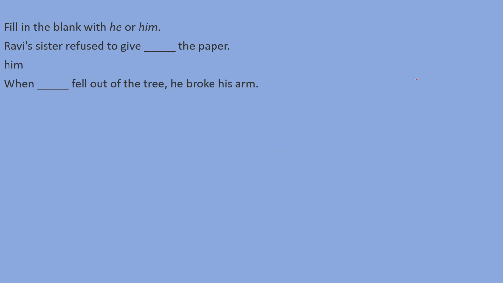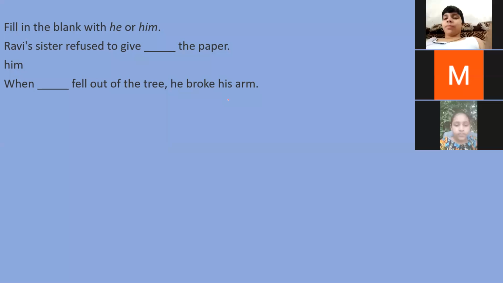Aradhya, you please tell me. Sir, we have only two options, he or him. He will come because he is subjective case. Yes, very good. We need to write subjective case here because fell out is a verb, and before the verb we need to write the subjective case. That's why he will come. Good, right answer.